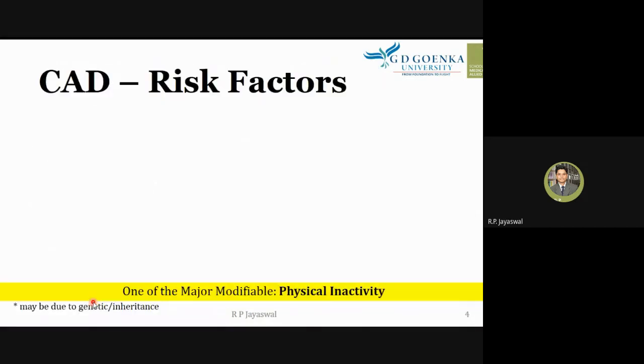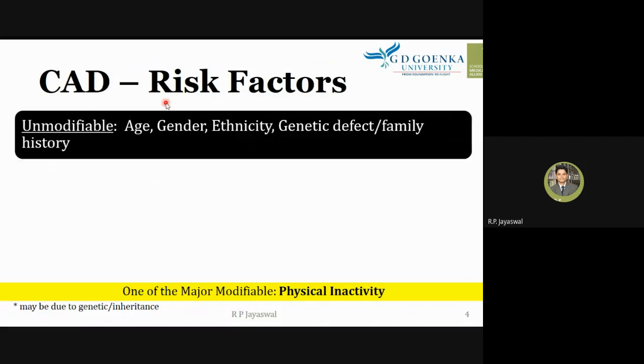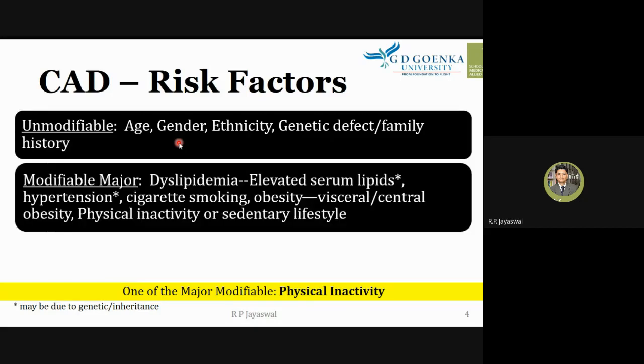What are the risk factors of CAD, coronary artery disease? There are two types of risk factors. One is unmodifiable, and the second is modifiable. Unmodifiable factors are age, gender, ethnicity, genetic defect, or family history. These are inherent. We cannot change the gender, and we cannot change the age.